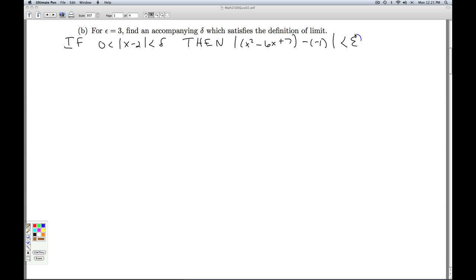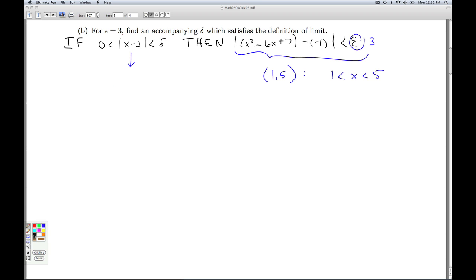Alright, so when we had epsilon equal to 3, the solution to this inequality was the interval 1 to 5. In other words, as long as x is running around between 1 and 5, this inequality is satisfied. So what does this mean now in terms of the delta? Because remember what this inequality is saying.